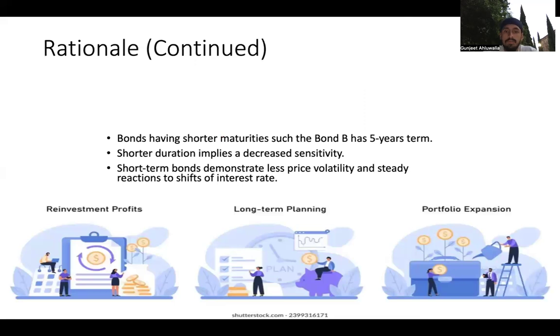So bonds with shorter maturities, such as the 5-year term of Bond B, display less sensitivity to interest rate changes. Shorter duration implies decreased sensitivity, resulting in lower price volatility. Short-term bonds like Bond B demonstrate steadier reactions to shifts in interest rates compared to longer-term bonds. Understanding these characteristics is crucial for investors as short-term bonds offer more stability in response to interest rate movements. This stability can be advantageous for investors looking to minimize price fluctuations and maintain steadier returns in their portfolios, particularly in environments where interest rates are ever-changing.